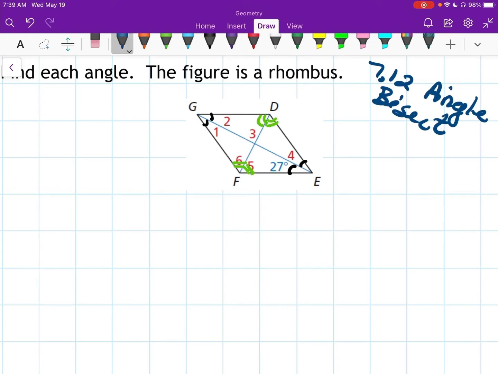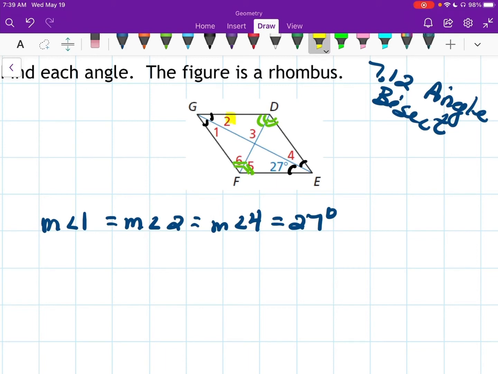Okay, so really quickly, I can say, well, measure of angle 1 is equal to measure of angle 2 is equal to measure of angle 4, which is equal to 27, right? That one should be pretty easy for us to see. So I took care of this one, this one, this one. Next up, I have the 6 and the 5. I know that measure of angle 5 is equal to measure of angle 6, right? Because I've marked them as equal. I know that everything adds up to 360 here, right?